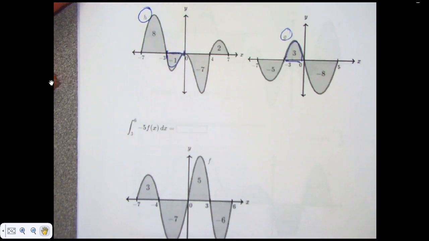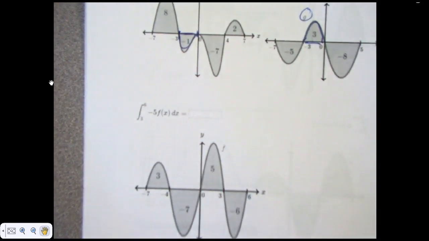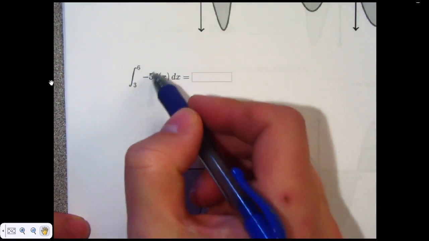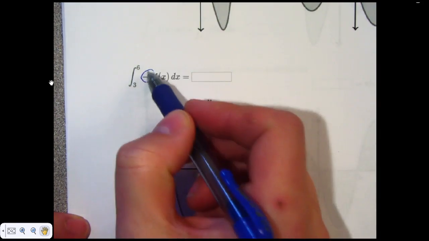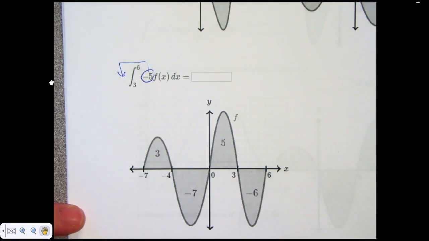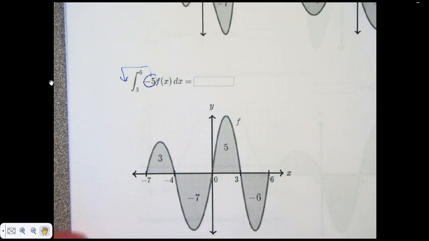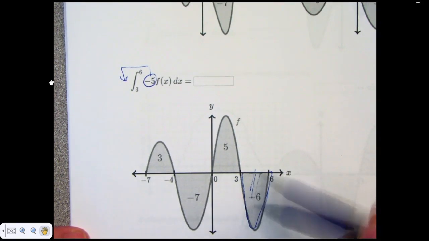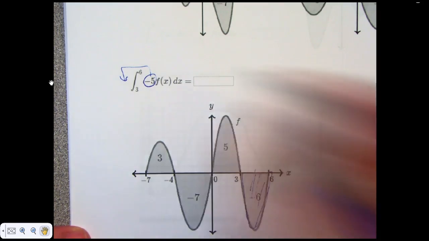Bottom one. We've talked about this before. If there is like this tricky little rule, you don't really need to use it, but what could I do with that -5 if I wanted to? I'd pull it outside and then do the integral and multiply by -5. The point is you would just find the integral here from 3 to 6 and then do what with it? Multiply it by -5. So that'd be 30.